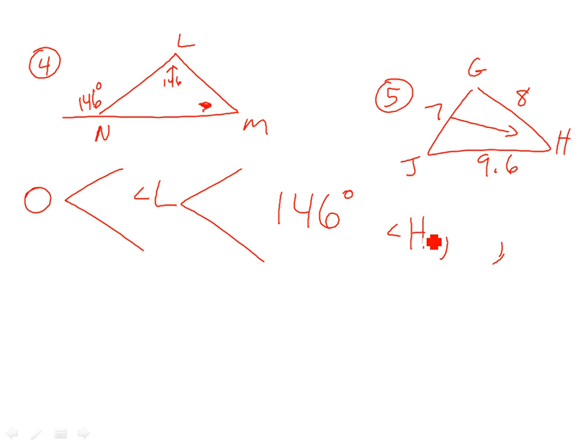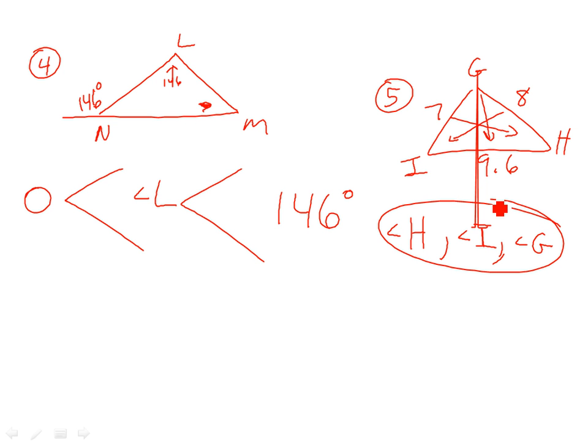I. The one across from 8. Is that an I or is it a J? I can't tell. It's an I. Pretty sure. All right, so we'll say I. That's what it says in the problem anyway. Oops, angle I. Which one's the biggest angle then? G, the one that's across from the 9.6, so angle G. Smallest, next smallest, biggest. The smallest one has to be across from the shortest side. The biggest one has to be across from the longest side.